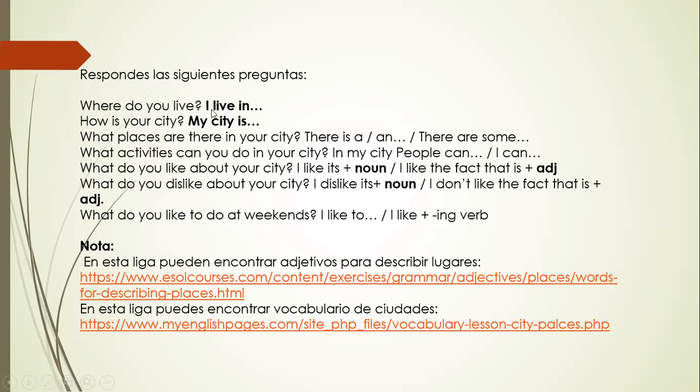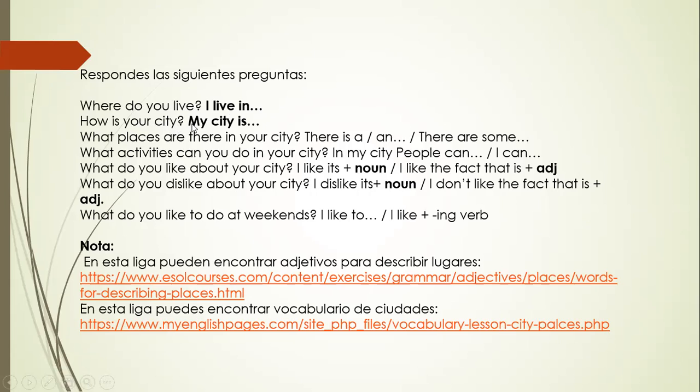Where do you live? I live in. Muchas personas pronuncian live, pero live es en vivo y live es vivir. Entonces, sí existe la pronunciación live cuando lo estás utilizando como adjetivo. Por ejemplo, un concierto en vivo, a live concert. Pero en este caso estamos utilizando esta palabra como verbo, entonces la pronunciamos como live. I live in.